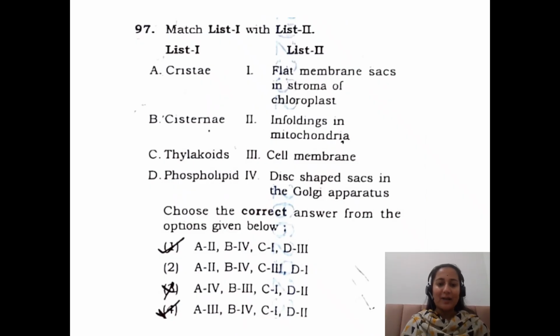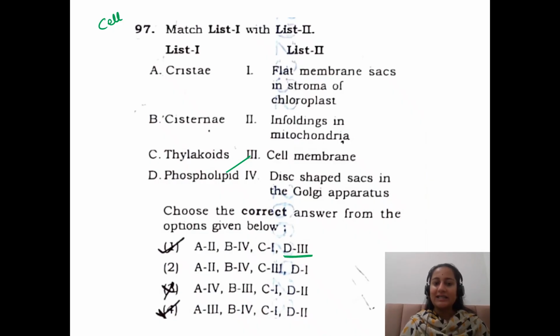97. This is also match the following question, and this is from the cell chapter. So we have cristae, cisternae, thylakoids, and the phospholipids. So if you observe, the phospholipids are for the cell membrane D3. So if you are observing, we have D3. It's only one option, and let us check the rest of it.